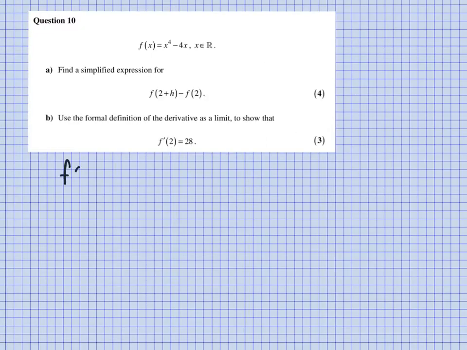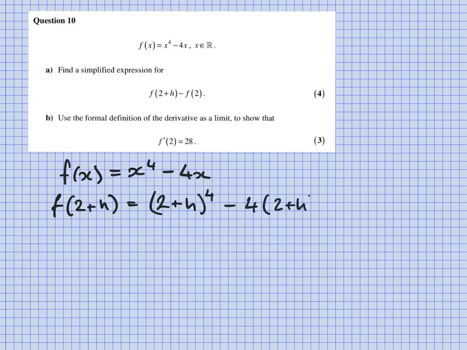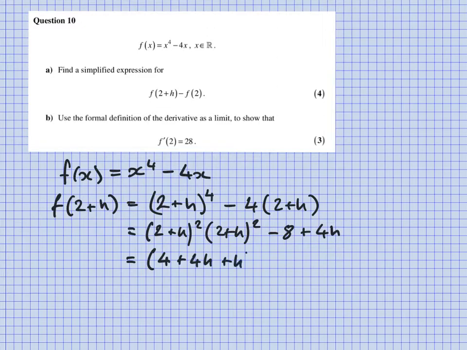We know that f of x is x to the 4 minus 4x. So f of 2 plus h is going to be 2 plus h to the 4 minus 4 times 2 plus h. Okay, let's find that. 2 plus h to the power of 4, we can expand that as 2 plus h squared times 2 plus h squared minus 4 times 2, which is 8, plus 4h. Expanding here, 2 plus h all squared gets me 4 plus 4h plus h squared times 4 plus 4h plus h squared minus 8 plus 4h.